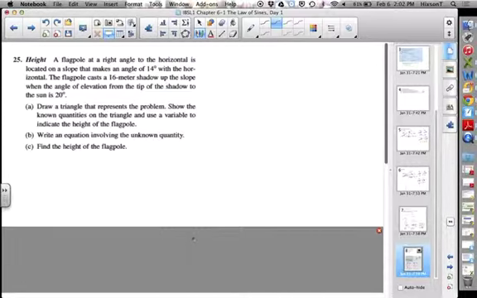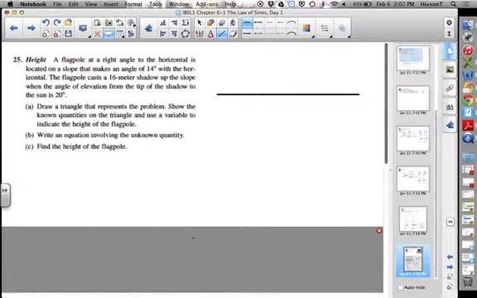Alright, so let's start out with our horizontal. By the way, using a straight edge when you're drawing your diagrams would be helpful. Okay, you can even use your ID just to help you draw straight lines. Okay, but it says we have a flagpole that's at a right angle to the horizontal. Okay, so I'm going to draw my flagpole going straight up and down because it's at a right angle to the horizontal.